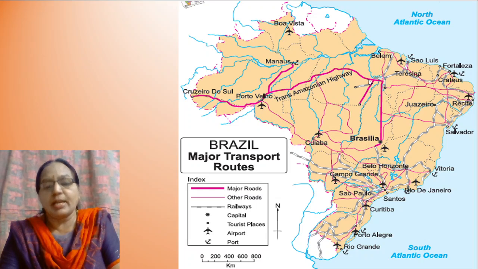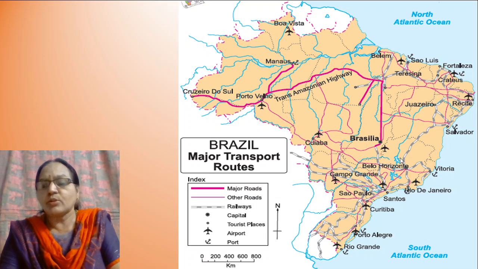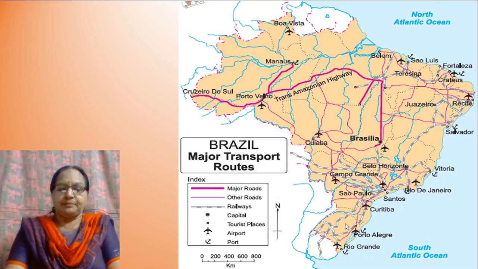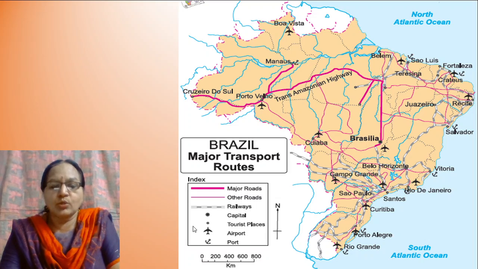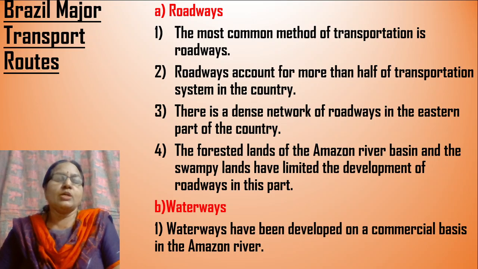There's a Trans-Amazonian highway. Okay, and we can also see other roads. These thin roads are there, but if you look at the railways, okay, not many, you can't see many railway routes as such. Most of them you'll find along the eastern side of the country. Okay, then you can find tourist places, then airports, and also ports along the eastern part of the country. Okay, so let's discuss major transport routes in Brazil.